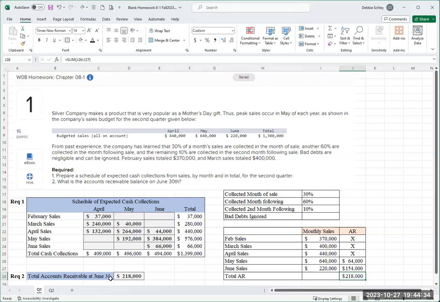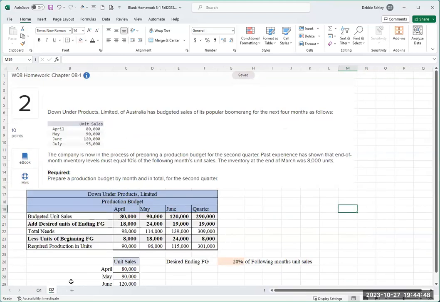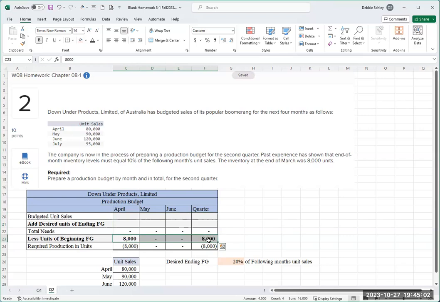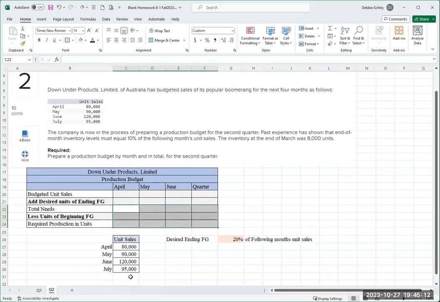Yeah, and so the total accounts receivable is just what's left to collect from May and June. All right, so that was question 1. Oh, I forgot to zero these out. I'm just going to quickly delete these numbers so that you can see where I'm going with this, because that will be easier. Although I'm going to leave these here.